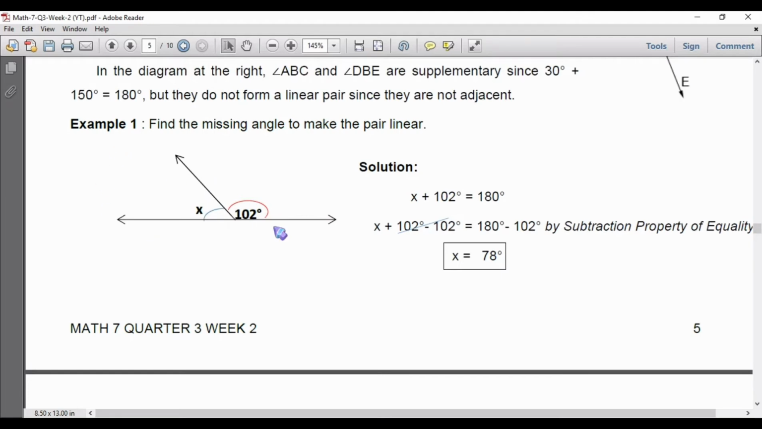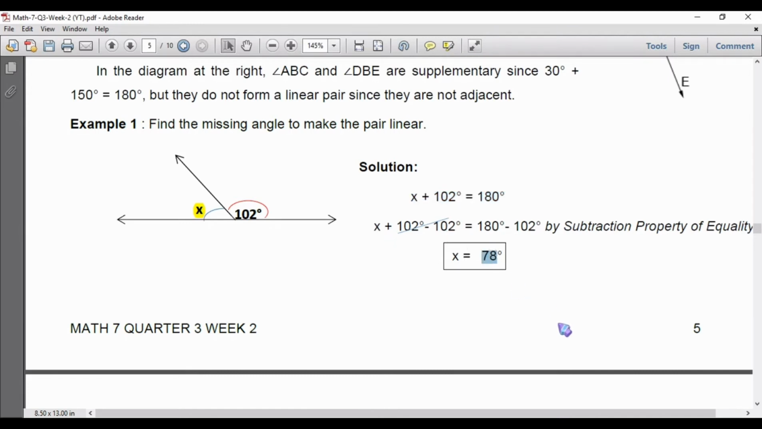So it's 102 degrees. If they are a linear pair, then x plus 102 degrees equals 180, where x is just a representation of the measure of this angle. Based on this equation, x is the measure of the angle in this figure. So x plus 102 degrees equals 180. Subtract the 102 from the 180, and that would be x equals 78 degrees.